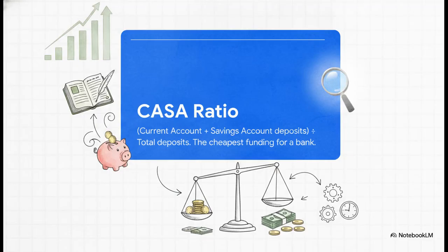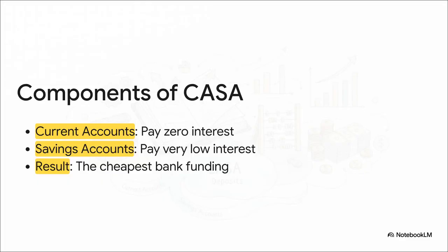All right, let's pivot sharply to the precision side of things. What actually is the CASA ratio? Well, CASA stands for current account plus savings account. And the formula, actually, it's beautifully simple. It's just your current and savings deposits divided by your total deposits. Basically, it tells you the exact slice of a bank's total deposit pie that's just sitting there in these two specific types of accounts. Let's explicitly map our earlier metaphor directly onto these components just to really lock it in.